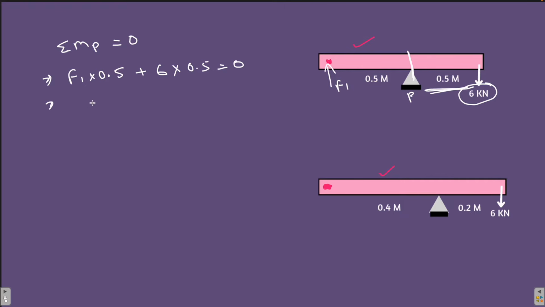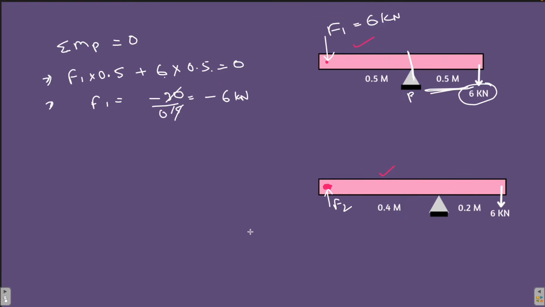This implies F1 is equal to minus 6 into 0.5, which is 3, so minus 3 by 0.5, which is minus 6 kilonewton. And why a negative sign? The negative sign shows that the direction of this force is not upward, rather it is in the downward direction. This force is acting in the downward direction. So F1 is equal to 6 kilonewton, right?